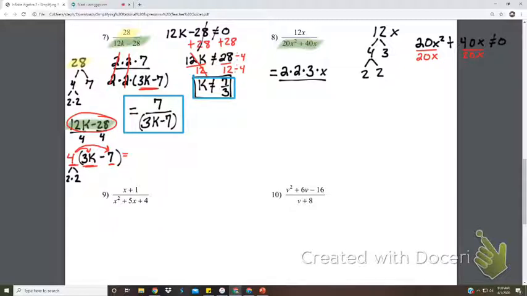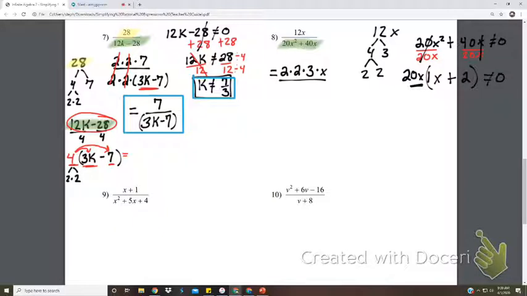And so 20x squared divided by 20x, 20 divided by 20 would be 1. X squared divided by x would leave us with 1x. Plus 40 divided by 20 would be 2. And the x's would divide out. And then we also need to put our greatest common factor in front, what we divided out of the expression, the 20x.